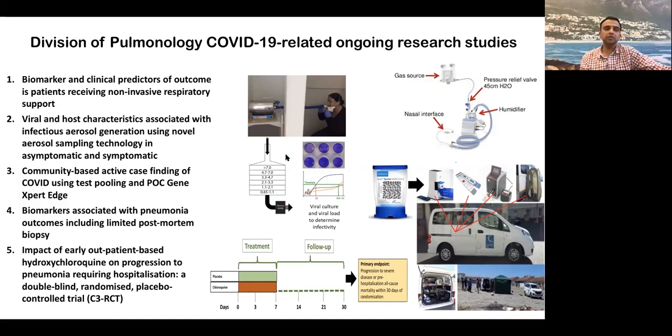The one thing that you definitely want to avoid is a crash intubation, because firstly, there's no time to get your PPE ready, the staff will suffer, and it's a whole problem. So 92 is the threshold at which you start your non-invasive measures.